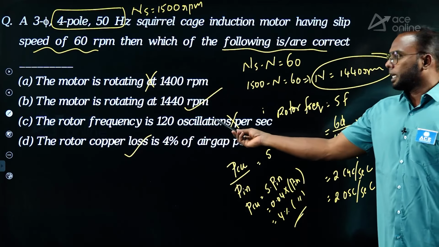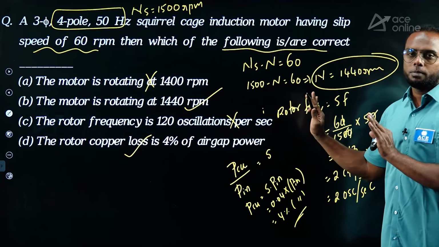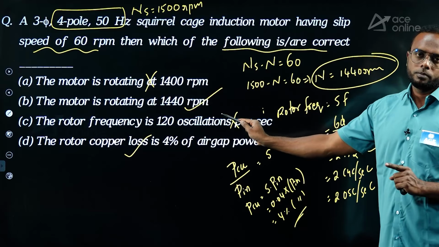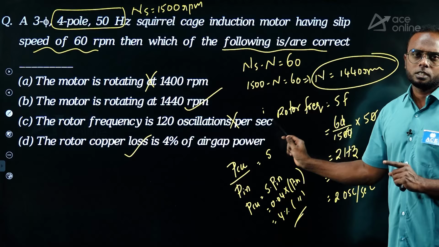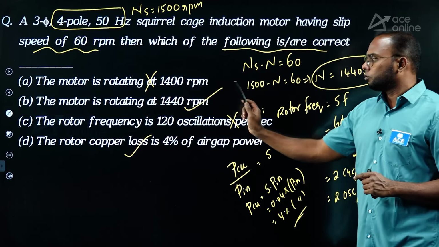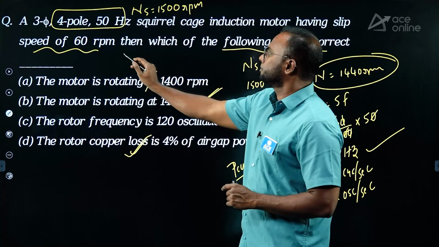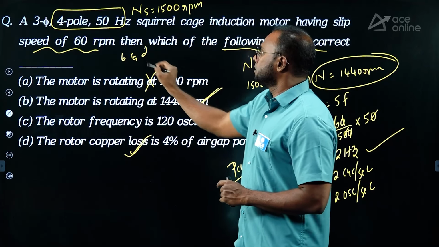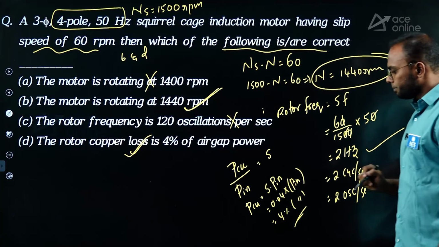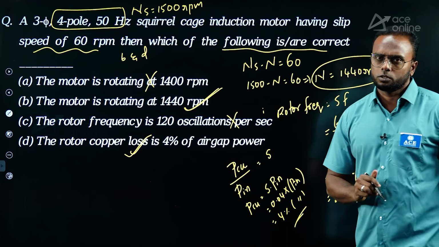Okay, but take care here, 120 oscillations per minute if given, this is right. But per second is there, no? That's why it is wrong, you can take. Now, which one correct here? This option B correct, option D correct, B and D. B and D for this. Okay. Next question.